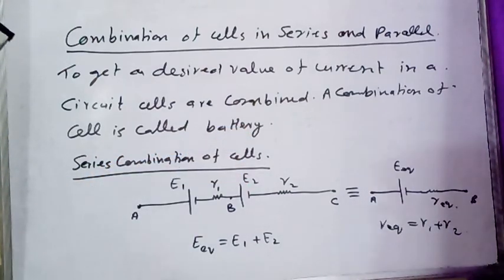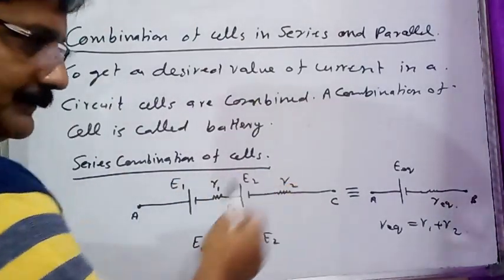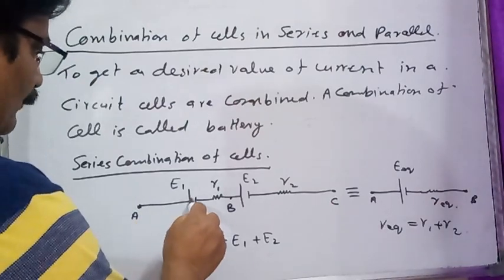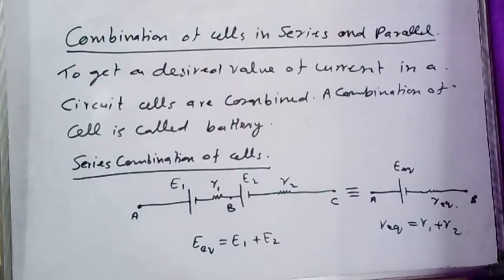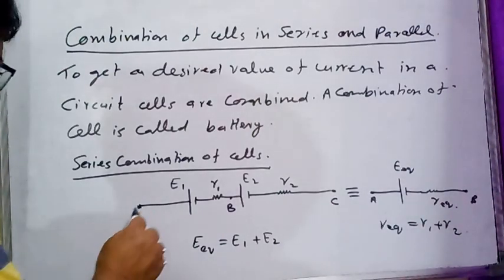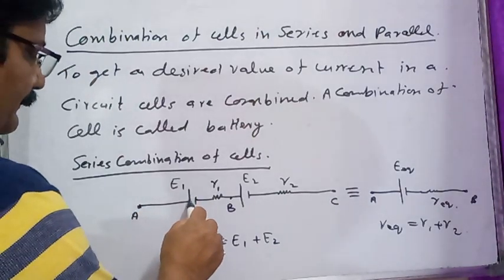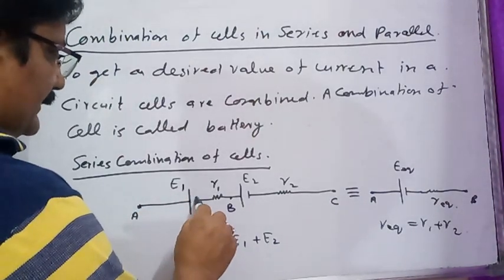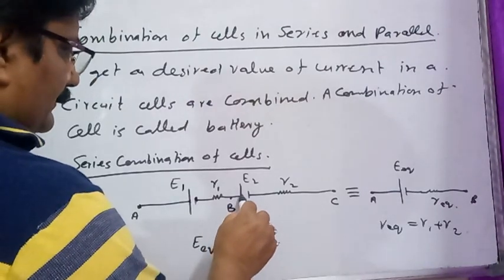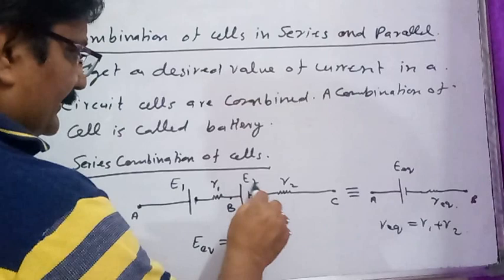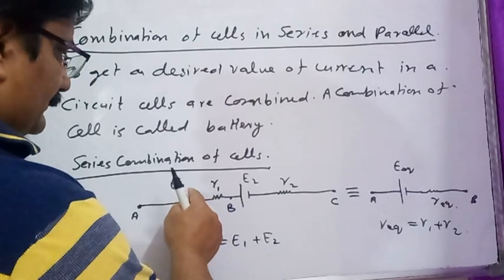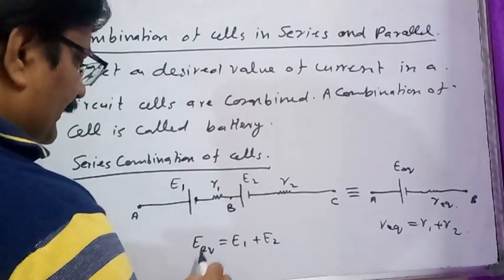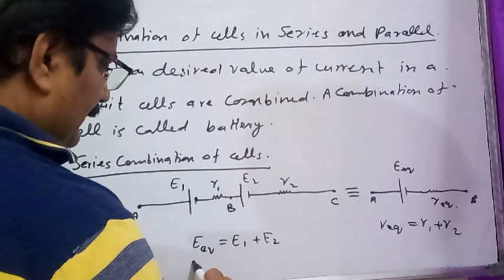So students, cells can be combined in two types of combinations. Either in series, if the cells are connected end to end, like this. In that condition, the cells are said to be in the series combination. Suppose two cells are there. First cell has EMF E1, its negative terminal is connected to positive terminal of the second cell whose EMF is E2. So the combined EMF of this combination of two cells is going to be E equivalent equals E1 plus E2.